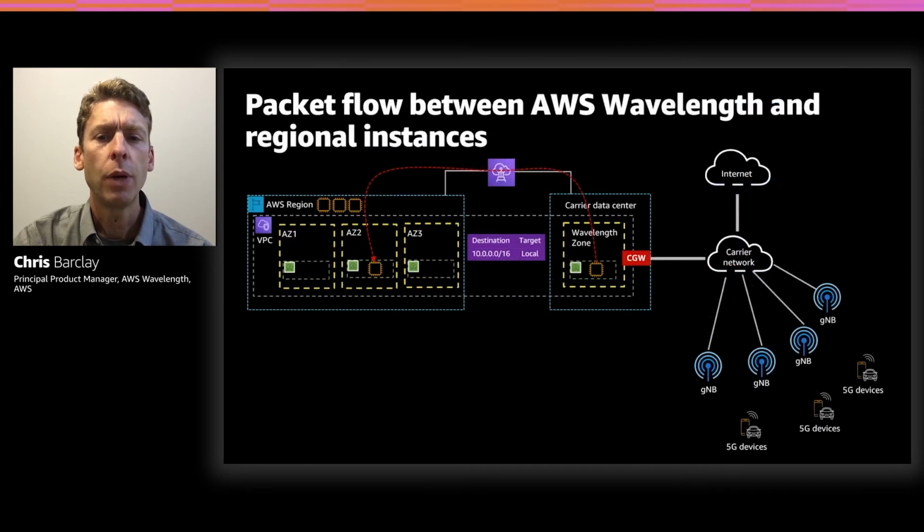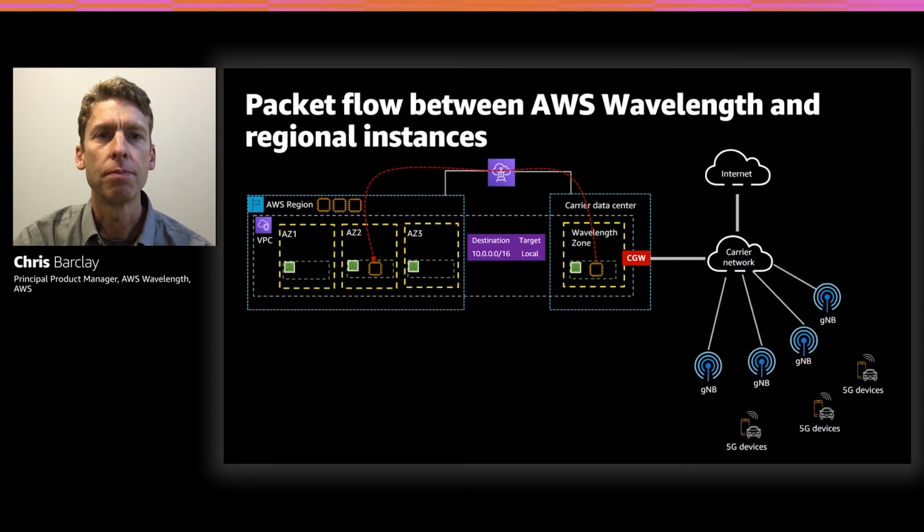Now that we've described how Wavelength uses the same VPC constructs as you're used to in regions, let's describe how data flows from EC2 instances in Wavelength zones. EC2 instances and subnets in Wavelength zones can connect to EC2 instances and subnets in availability zones over a high availability link using the private IP addresses in the VPC.